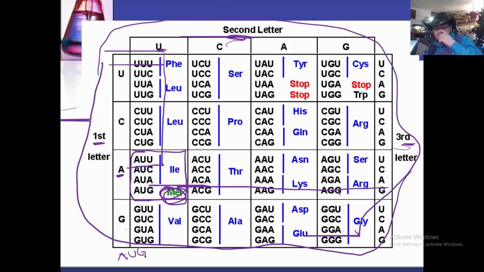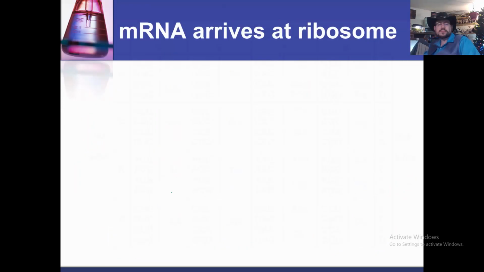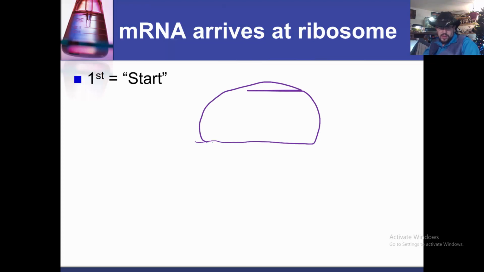So you can have AUG multiple times in a transcript. As long as there's no stop, it doesn't matter if you have multiple starts. Only the first start matters. Okay, so let's talk about this whole process. And step one is mRNA arriving at the ribosome. And the first codon, in red, is the start, because that's what the ribosome binds around. Right? So here's my ribosome, my large subunit, and here's my small subunit. And we bind to our start codon.